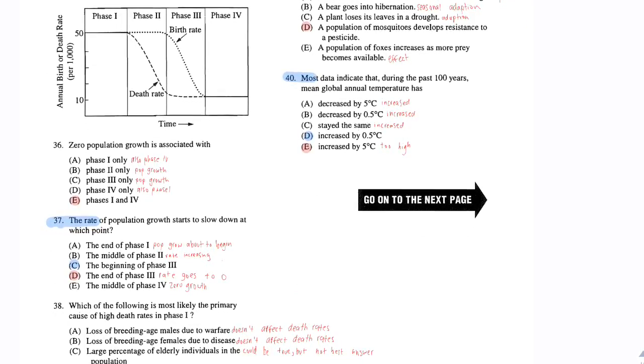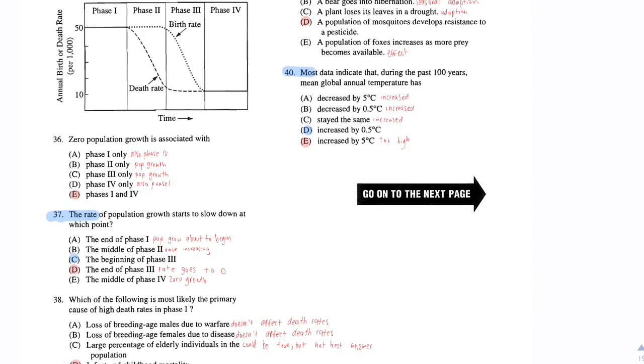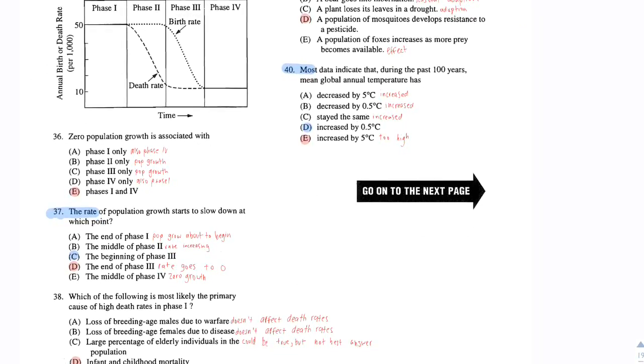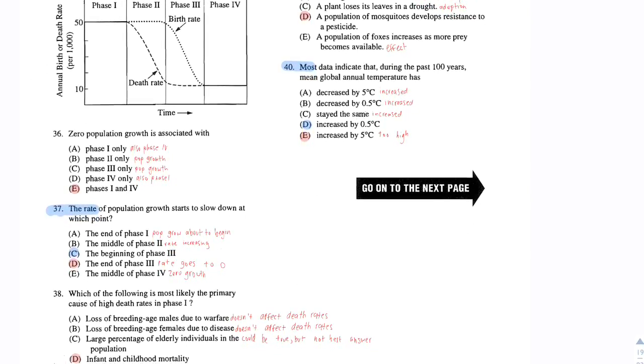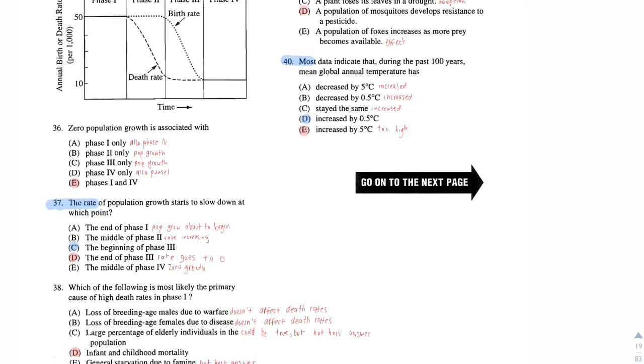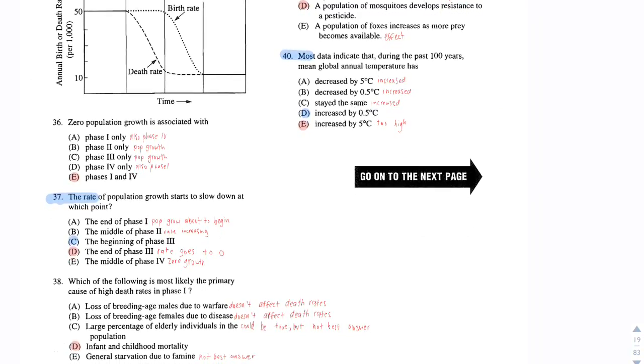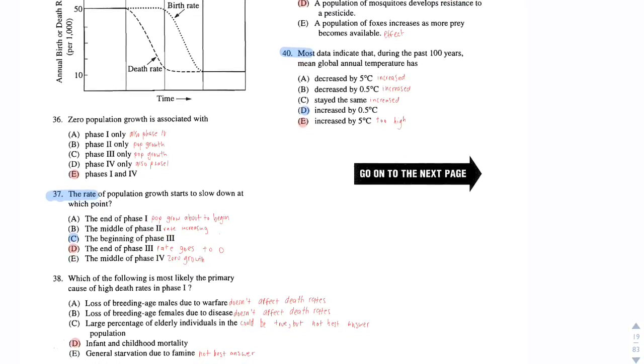Number 39, which of the following best shows the process of evolution? Would be option D, a population of mosquitoes develops resistance to pesticide. Number 40, most data indicate that during the past 100 years, mean global annual temperature has, the answer is D, increased by 0.5 Celsius.